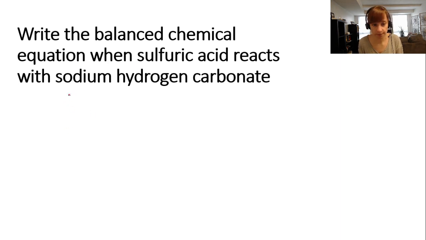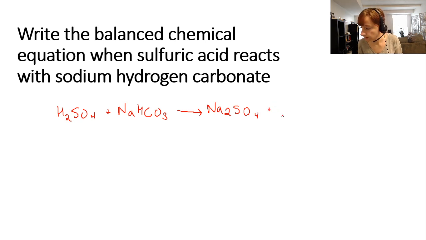Sulfuric acid is H2SO4. Sodium hydrogen carbonate is NaHCO3. When we react them together, we form sodium sulfate, which is Na2SO4, plus CO2 gets released, the carbonate part does, and then we also lose water as byproducts.